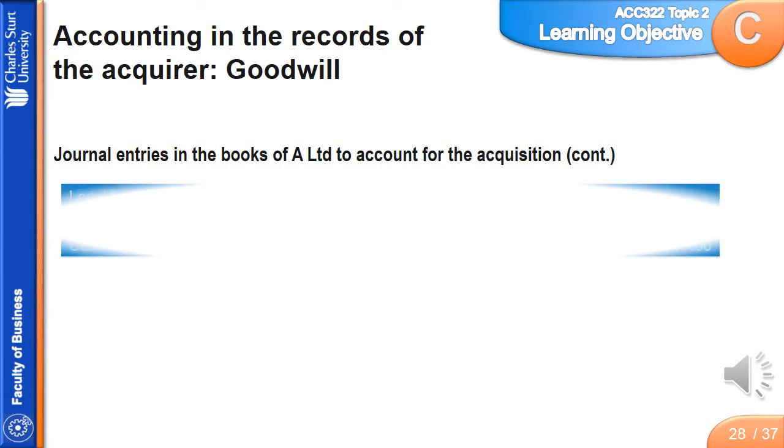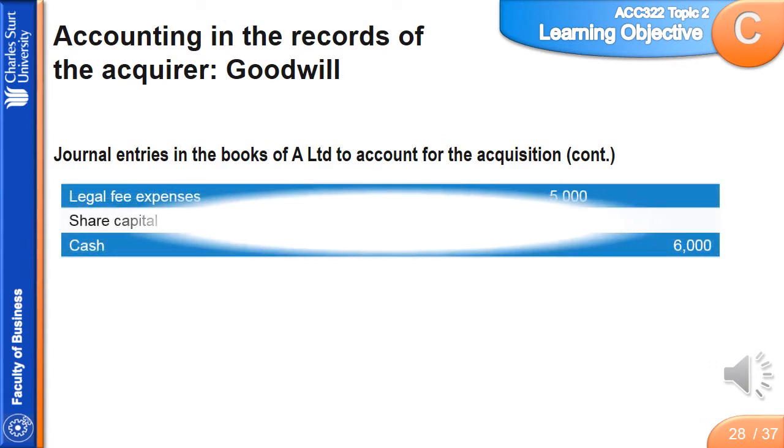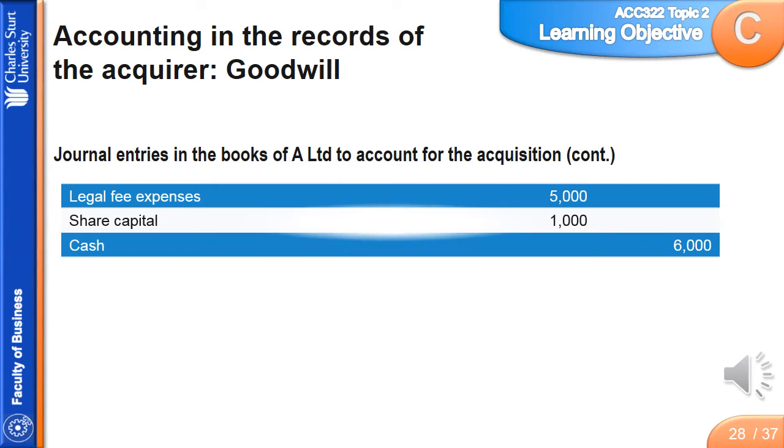We also need to record the acquisition related expenses, which were legal fees of $5,000. So that will be a debit to legal fees expense, $5,000, or you could call it acquisition related expenses, $5,000. We also had a debit to share capital of $1,000, which is in relation to the share issue costs. So that's not an expense, that's a reduction against equity. And a credit to cash for $6,000 to balance the two. You can separate both these entries if you like. I'd probably prefer it.